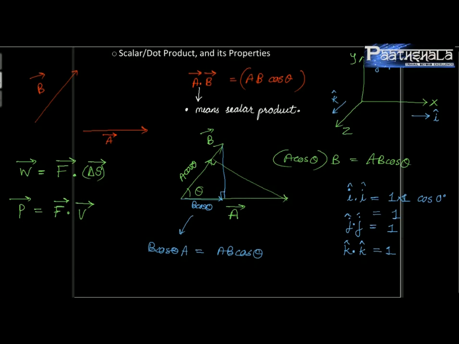But let us look at i hat dot j hat now. i hat dot j hat is equal to 1 into 1 into cos of 90 degree, and cos of 90 turns out to be 0. So i hat dot j hat is equal to 0. Similarly, j hat dot k hat and i hat dot k hat also are 0.